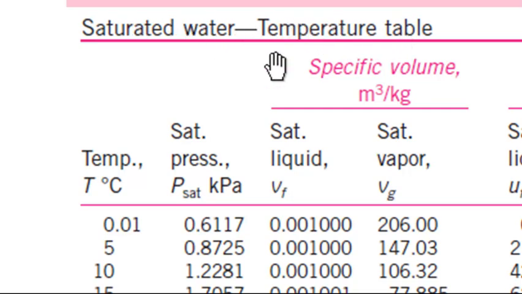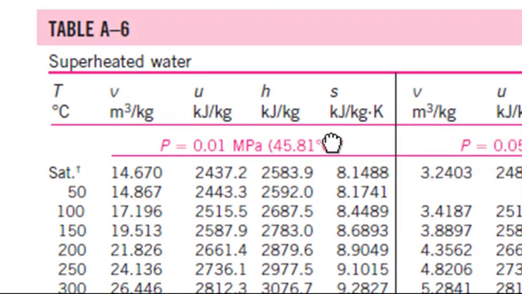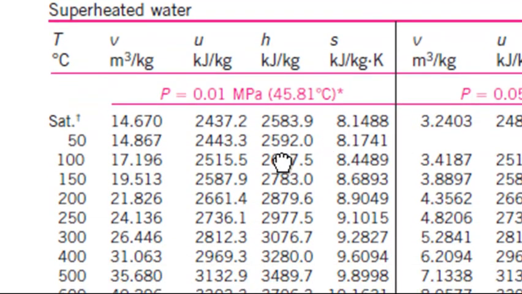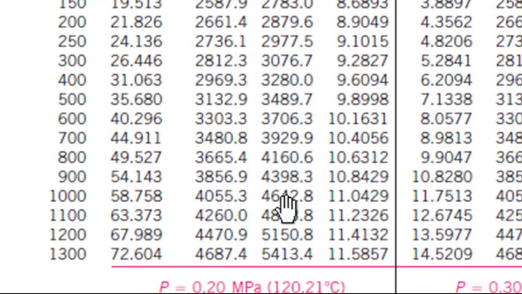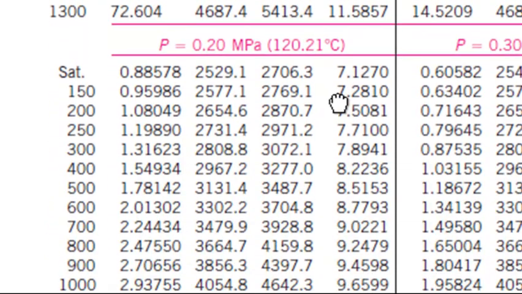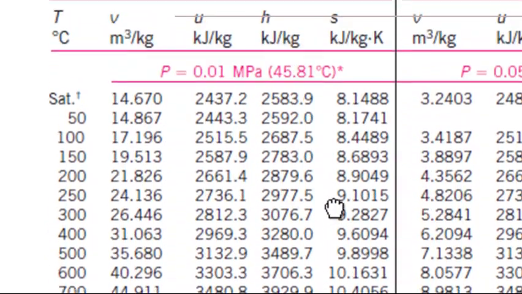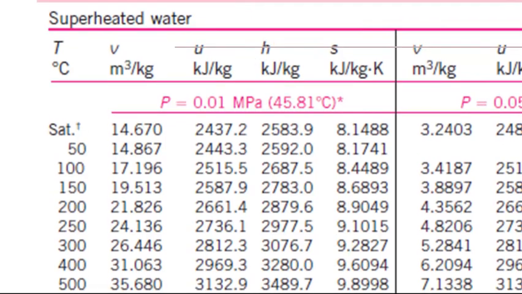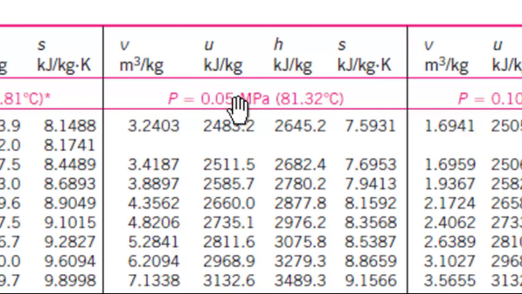So now where do we go? We're no longer on this table. You have to move to the next table. Superheated vapor. All right, so we go to the superheated vapor table. So we're off the saturated water table. Let's say in a different example, you now know that the pressure is 0.05 megapascal for some different problem.